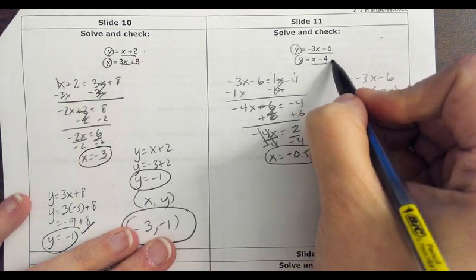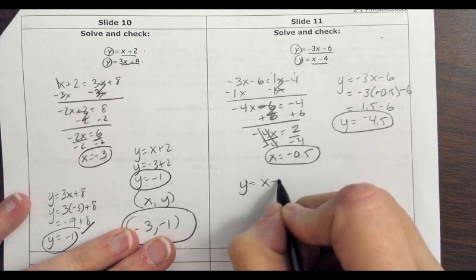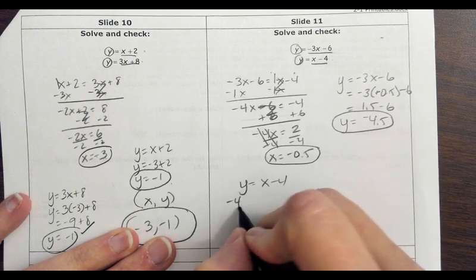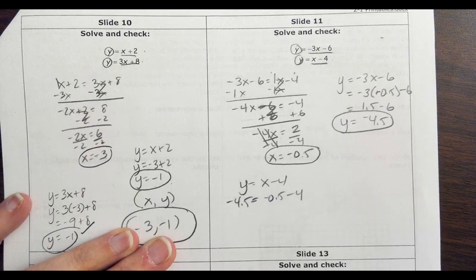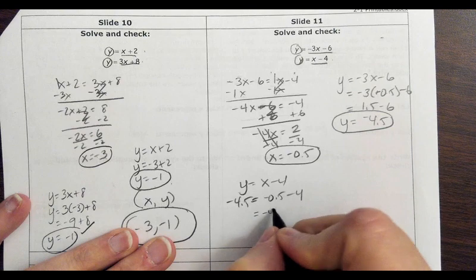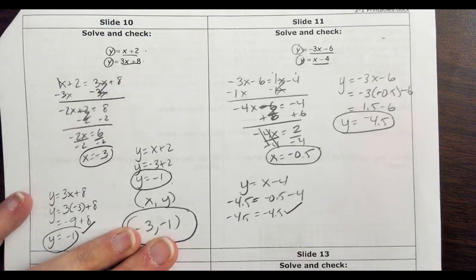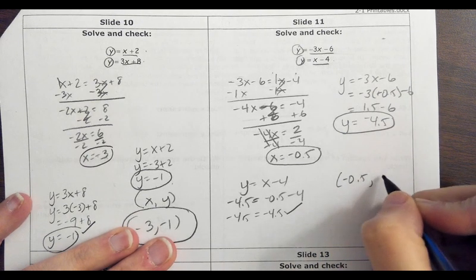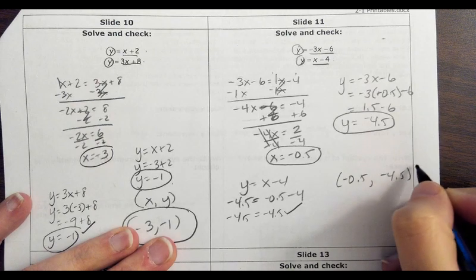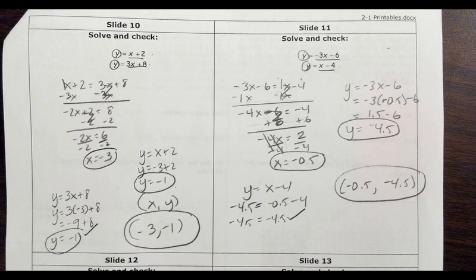I have my last equation, I'm going to check. So, y equals x minus 4, so y is negative 4.5, should equal negative 0.5 minus 4. Negative 0.5 minus 4 is negative 4.5. So that's true. Even though it looked weird, it was right. So my answer is negative 0.5, negative 4.5. That is the solution to this system. Okay, let's try another one.